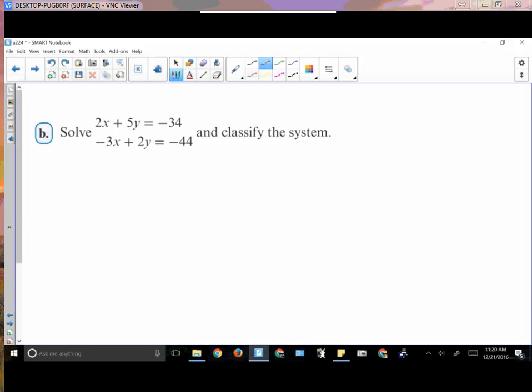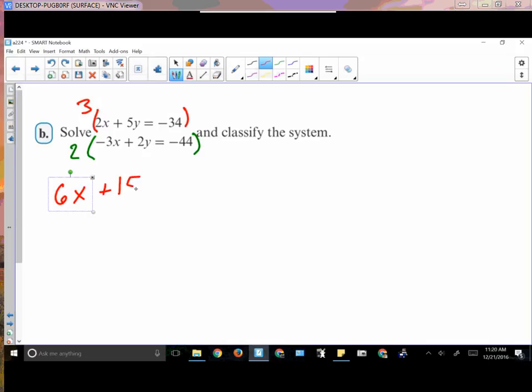So, what I would do is I would take the top equation, multiply it through by a 3. Take the bottom equation, multiply it through by a 2. What does this do? Well, if I go and take 2 times 3, I get 6. If I take 3 times 2, I get 6. So that gives me the same coefficient.